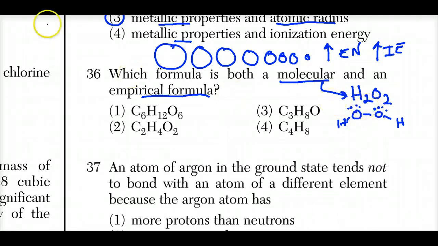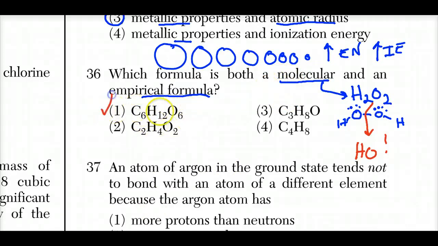But if you were to find the lowest ratio, that would be what? 2 to 2 is really 1 to 1. It would be a HO. Okay, so clearly I'm looking for something that's already the lowest ratio that can exist in that lowest ratio.